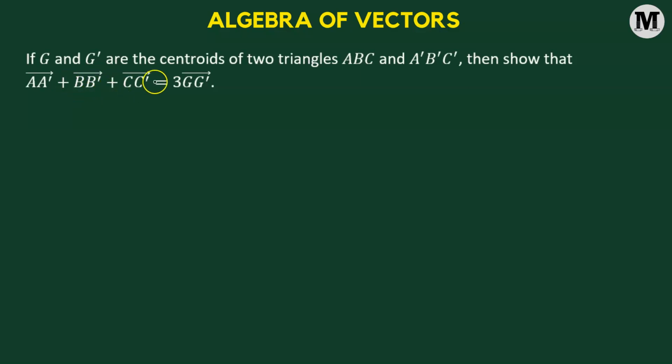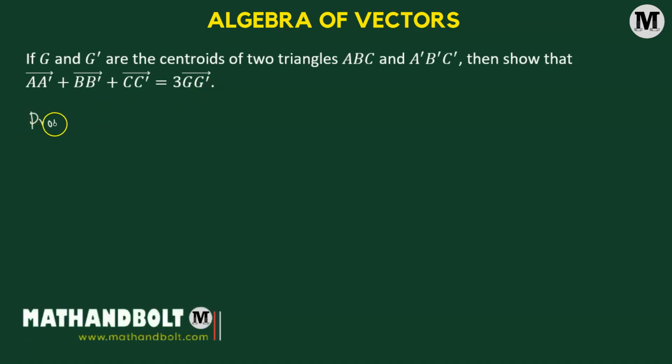If G and G prime are the centroids of two triangles ABC and A prime B prime C prime, then we need to show that the sum of the vectors AA prime plus BB prime plus CC prime equals 3 times the vector GG prime. Okay, let us try to understand the problem graphically.